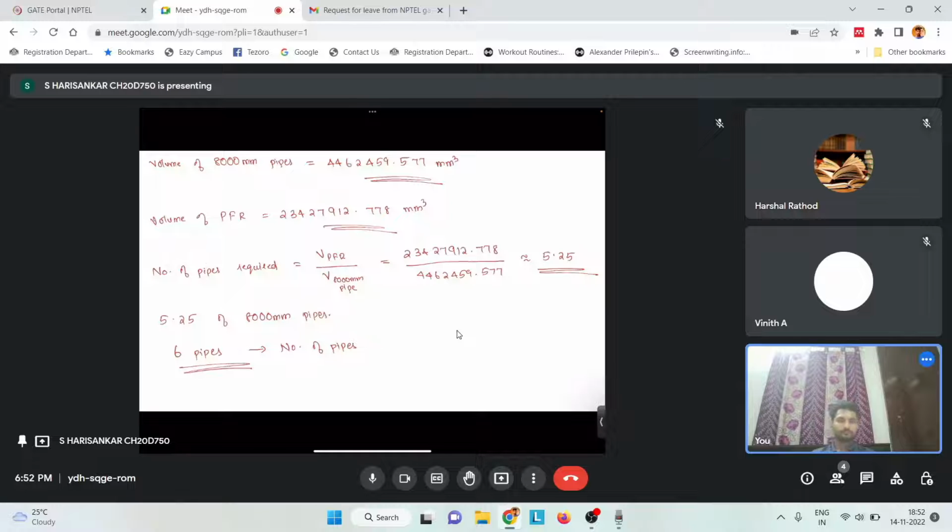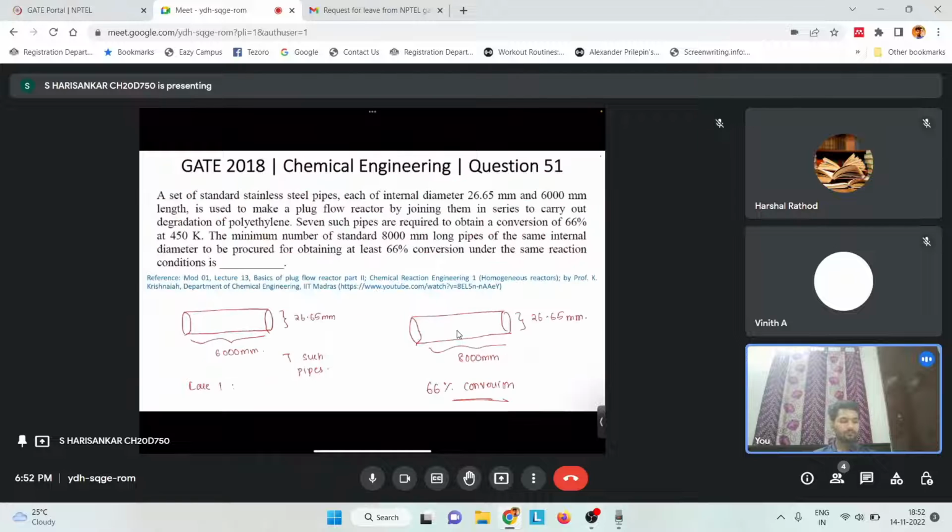Okay. So there is not a lot of CRE concept in this question, to be honest. It is basically simple mathematics. What they have given us is that there are two kinds of pipes that you can use to construct a PFR. Case one is where the length is 6000 millimeter, and case two is where it is 8000 millimeter. So if you need 7 such pipes of 6000 millimeter, how many pipes do you need if the length is 8000 millimeter?